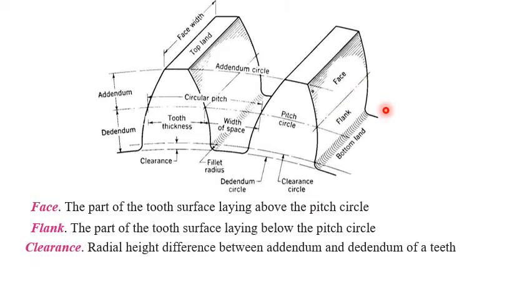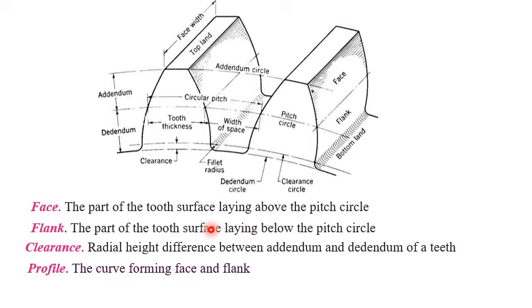Next one, clearance. What do you mean by clearance? The radial height difference between the addendum and dedendum is nothing but the clearance, because the heights of addendum and dedendum are not similar. Therefore there is always a difference between the radial heights of addendum and dedendum. That difference is nothing but the clearance. Here you can see the clearance.